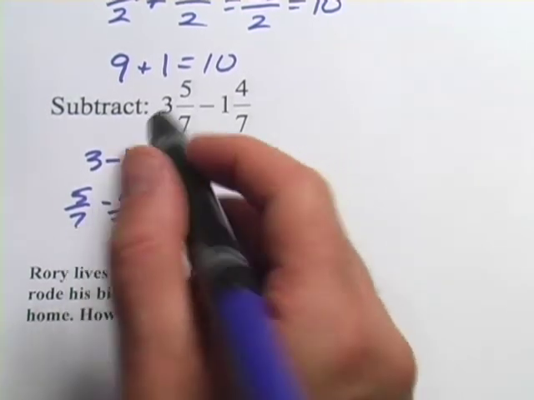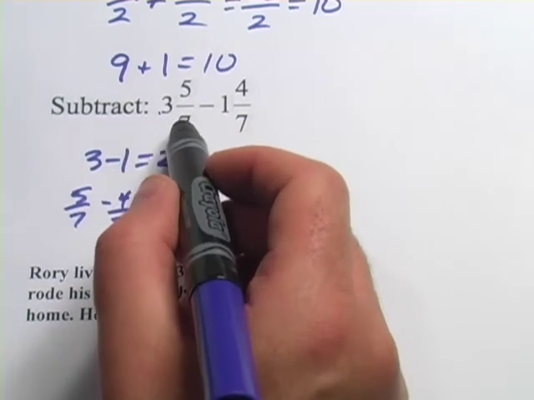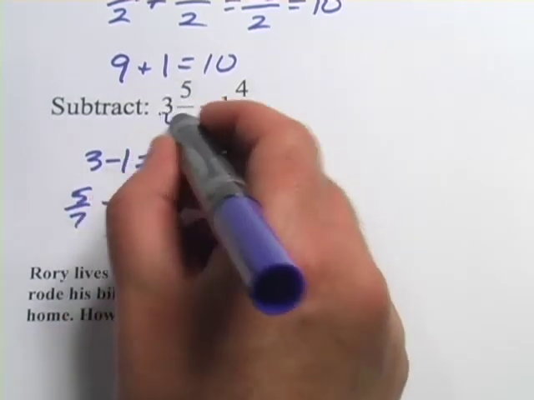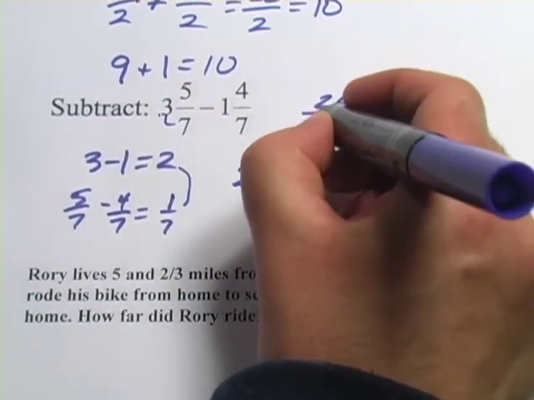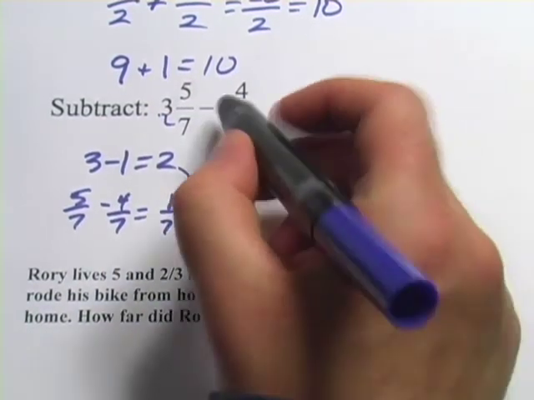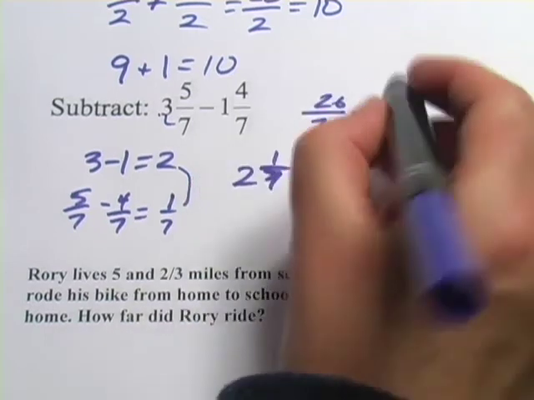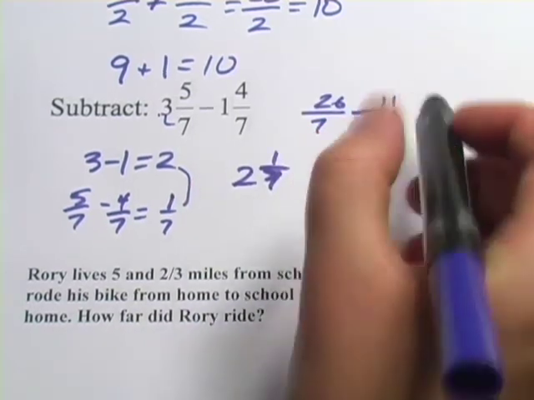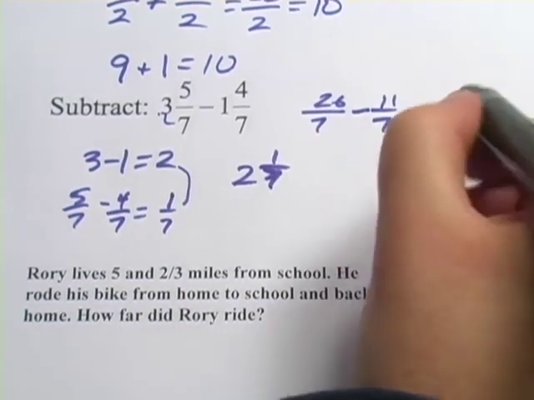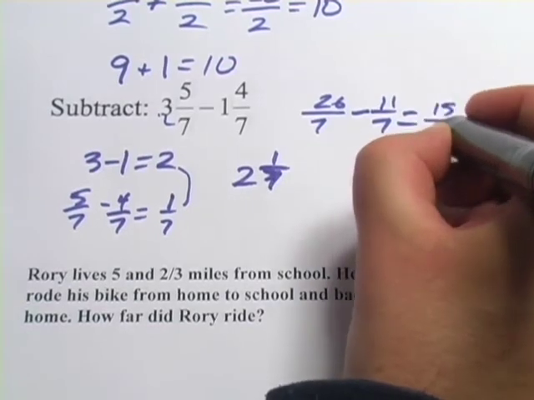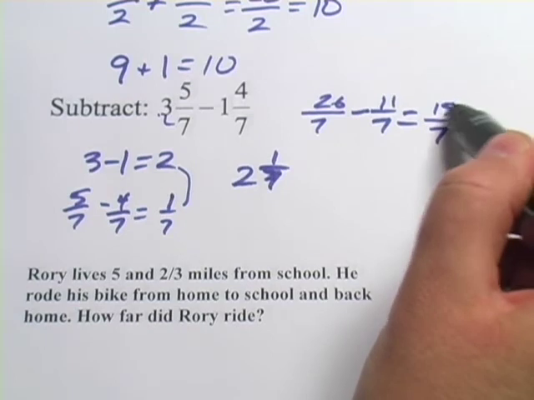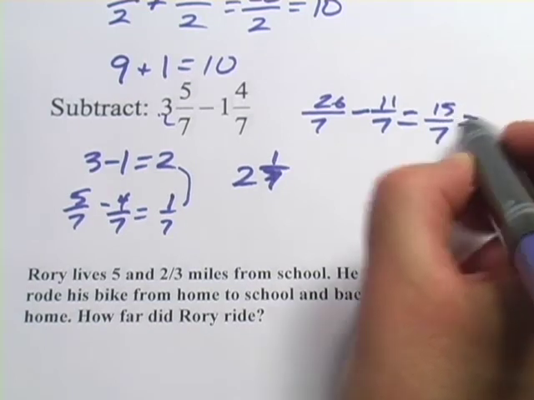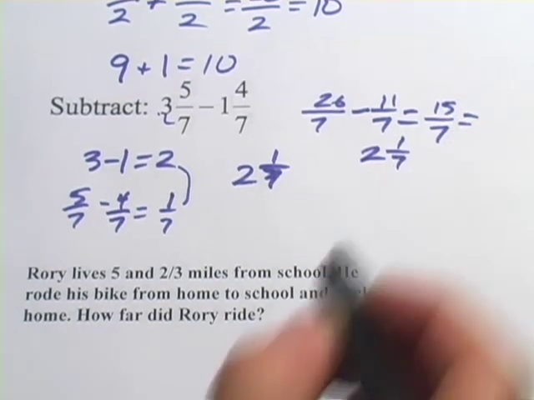Let's check this by converting to improper fractions. 3 times 7 is 21, plus 5 is 26/7, minus 1 times 7 is 7, plus 4 is 11/7. So 26 minus 11 would be 15/7. And let's see there, 14, 2 sevens in 14, so that would be 2 and 1/7. Indeed, that checks out.